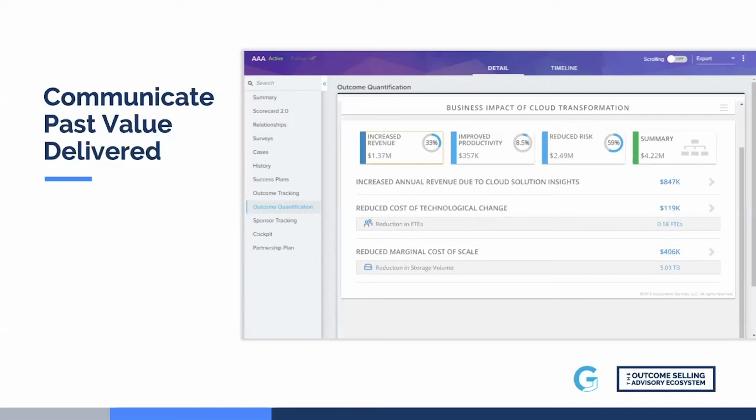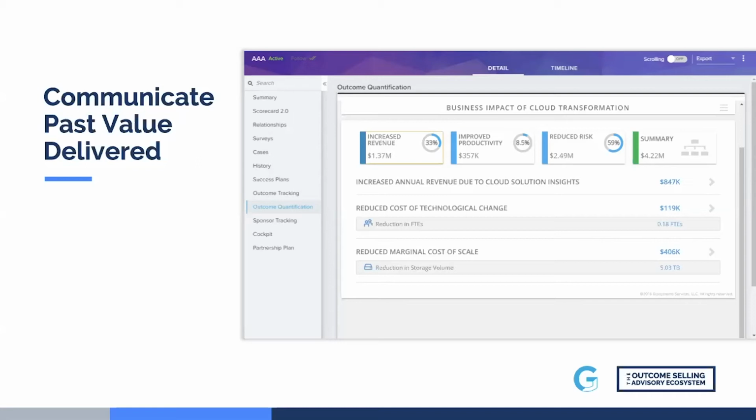Just because you're using Gainsight doesn't mean anything. What does that actually mean in terms of improving revenue or saving you costs? And this view has helped us significantly to talk about it. And I specifically like that summary view that you see on the right-hand side, because it helps me then say the total value delivered is X million. Here are the three or four pieces that make up for it.